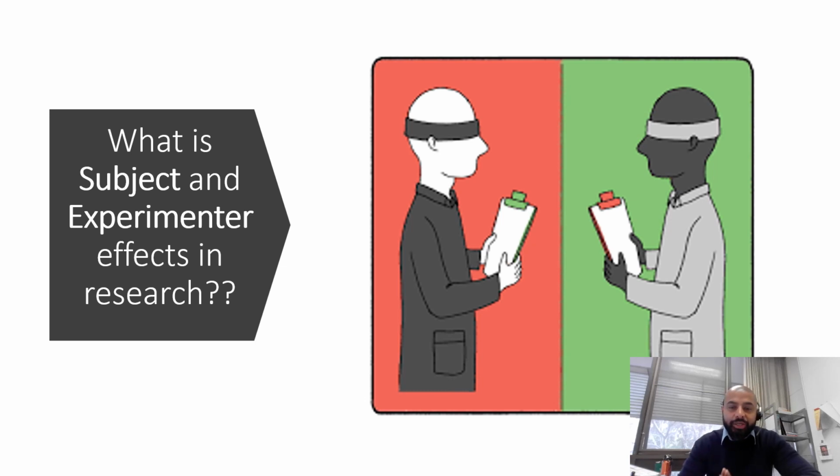Hi everyone, in today's video I am going to explain what is subject effect and what is experimenter effect in research and how both can threaten the internal validity of your research study. I will use a few different examples to convey the point, and the knowledge of this can then be utilized and modified to address similar concerns in your own research studies.